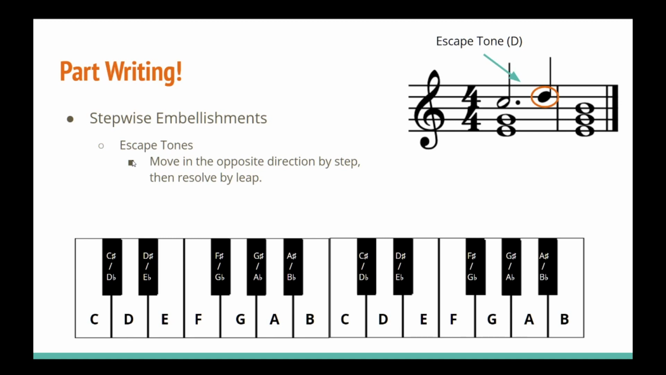So in this example, we have a C that wants to transition to a B. But instead of moving down a half step, an escape tone first tries to move in the opposite direction by step to a D. But then it gets pulled right back to the original B that we were trying to transition to in the first place. But this time moving by a third instead of the original half step that it would have taken if we had gone straight from C to B.